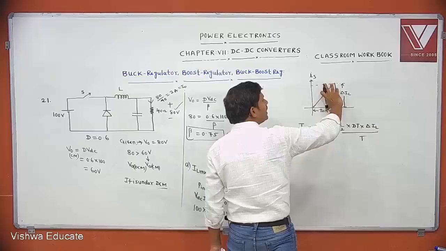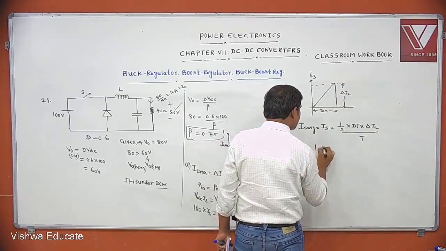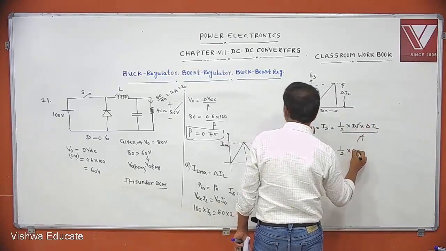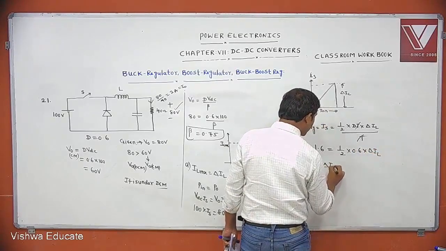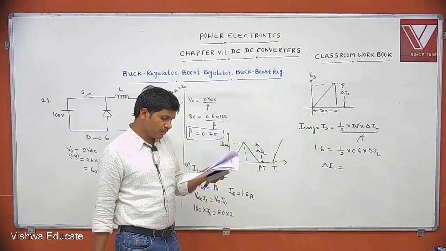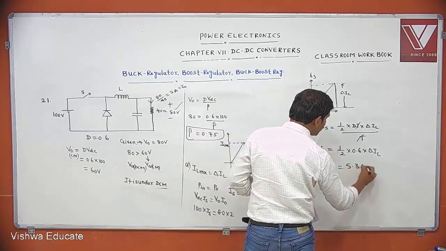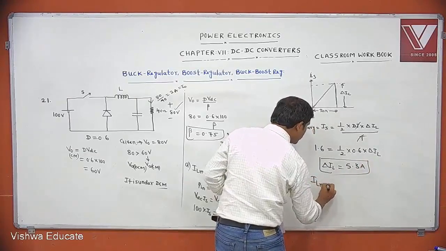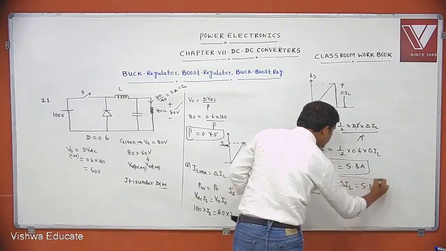This is the source current waveform, and from it I define IS average. But IS average we already calculated as 1.6 ampere. T cancels, and we get 1 by 2 times the duty cycle, 0.6, times delta IL. Simplifying, delta IL equals 5.3 ampere. But delta IL is nothing but IL max. Therefore IL max equals 5.3 ampere. This is the answer to the first question.